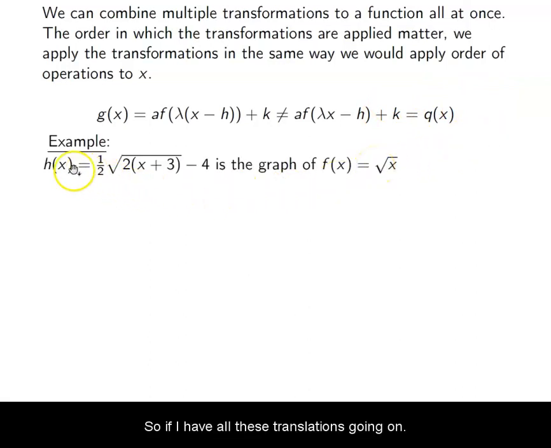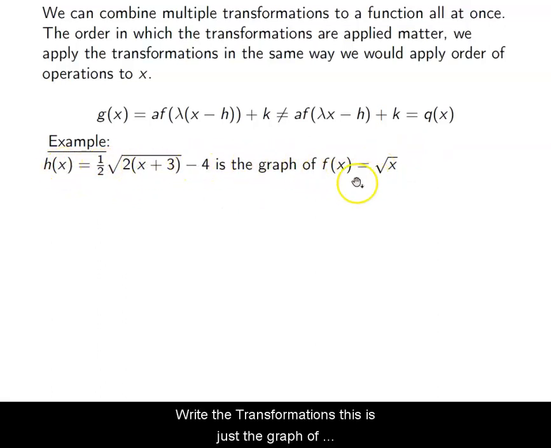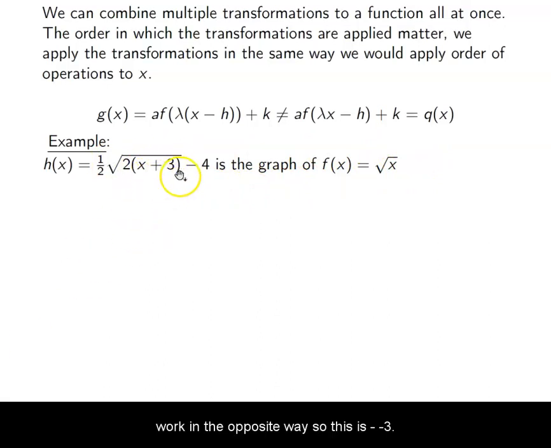Okay, so if I have all of these transformations going on, this is just the graph of square root of x. So the parent graph is square root of x, which has all these transformations in it. The first thing that I would do is translate this function to the left, because it's plus 3. Remember, horizontal shifts work in the opposite way. So this is minus, a minus 3. So the translation is in the negative direction. So first I translate left 3 units, then I apply the compression.